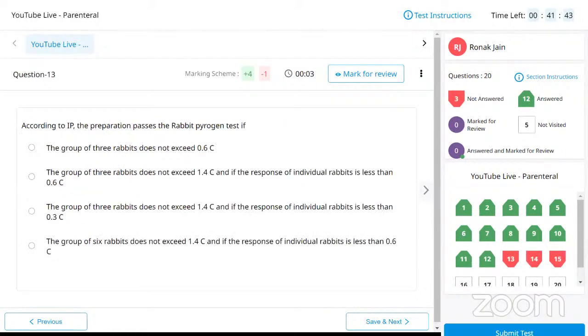Okay, question 13. According to IP, the preparation passes the rabbit pyrogen test if... So the rabbit pyrogen test, the synonym for this is the LAL test. This is a specific test which is used to identify if the formulation contains pyrogens, yes or no. The LAL test is also known as the Limulus amebocyte lysate test, that is also a method to identify the pyrogens.